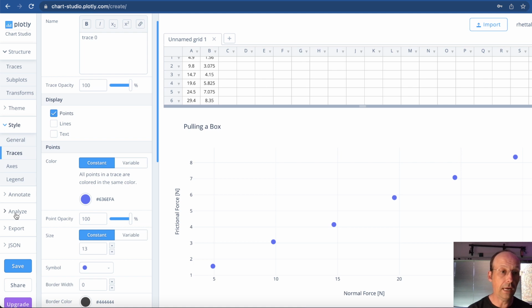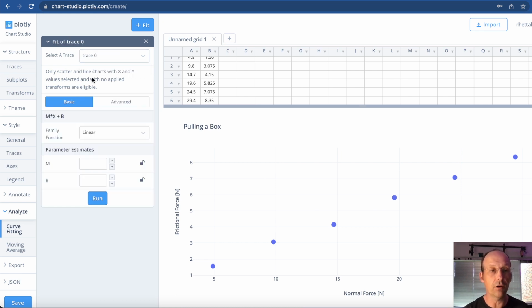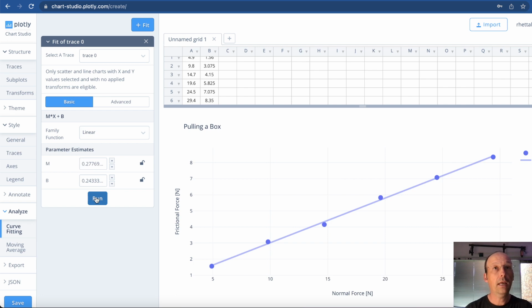Okay, so now we want to fit a function to that. So I'm going to go to Analyze here on the side, Curve Fitting, and then Add Fit. Now you have to tell it what function you want to fit it to if you have more than one function. I only have one, so it's just called trace 0. And then I want to use a linear fit. Now, one of the things you have to do is you have to give it a guess. It can't fit without a guess, so I'm going to say 1, 1, and then I click Run, and it fit it. It didn't give me the slope, though. Oh, it is right here. This is the slope right here. So it has a slope of 0.277, so the same as the other ones, and an intercept of 0.243.